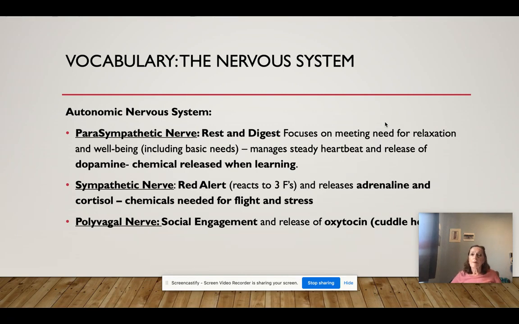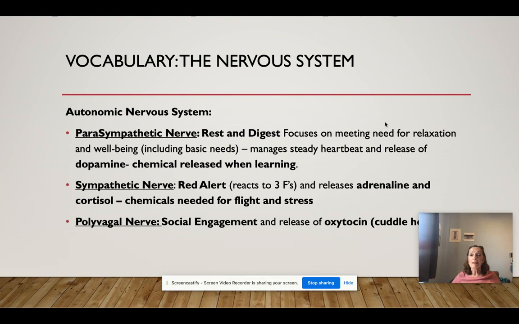And then the polyvagal nerve is a really important one, and that is the social engagement. We're social beings, and when we're in a situation with others and it's comfortable and safe, we're releasing the oxytocin, which is also known as a cuddle hormone.